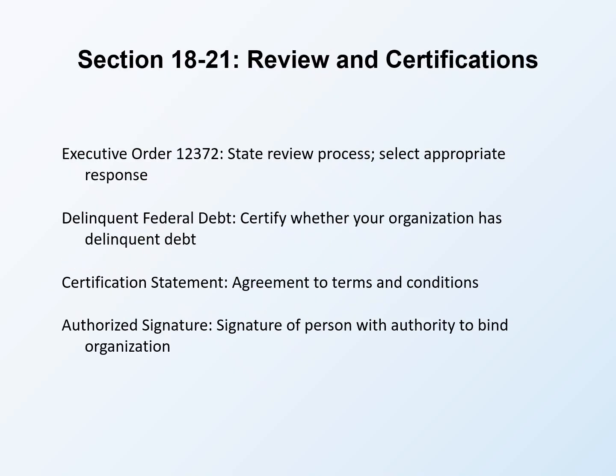Sections 18 through 21 contain certifications and authorizations with legal significance. Executive Order 12372 relates to state review processes. Select the option that applies to your situation, whether your application was made available to the state for review, whether the program is not covered by EO 12372, or whether your state does not have a review process. Check your state's requirements and the NOFO for guidance.